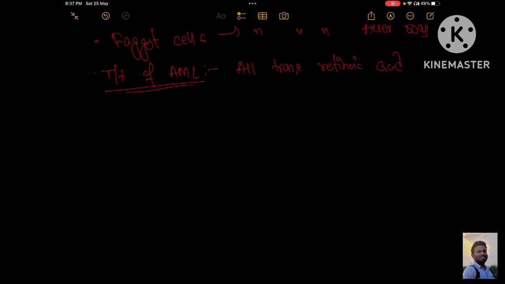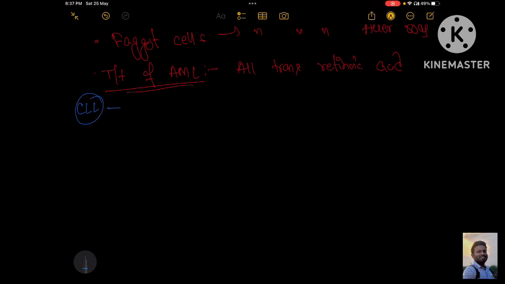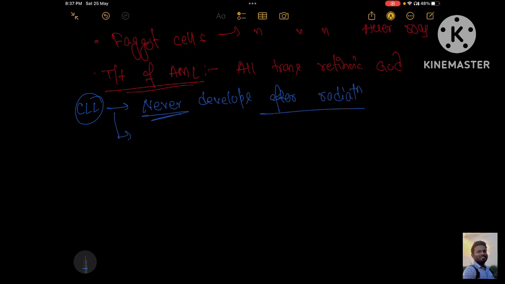Next is CLL, chronic lymphocytic leukemia. There are important points regarding CLL. First, it never develops after radiation. Second, in the peripheral blood smear of CLL, we can see a convent gall appearance, or smudge cells.